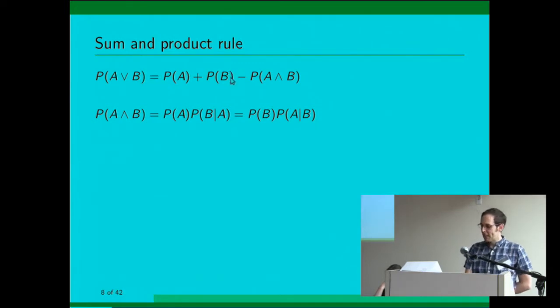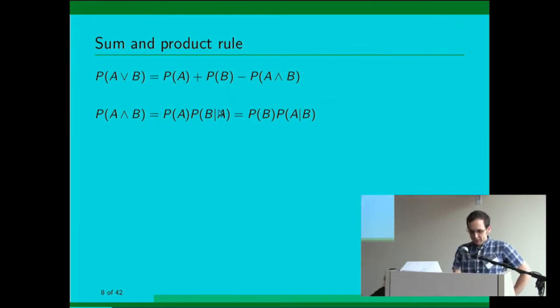And then if A and B aren't mutually exclusive, that is, they can both be true at the same time, then you have to subtract the probability that they're both true. So there's a version of the sum rule which is more common: if you assume that A and B are mutually exclusive, only one is true, then this third term goes away, and it just means that the probability of something or something else is you just add the two separate probabilities.